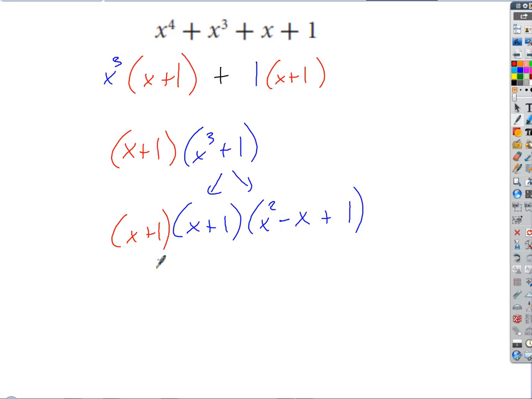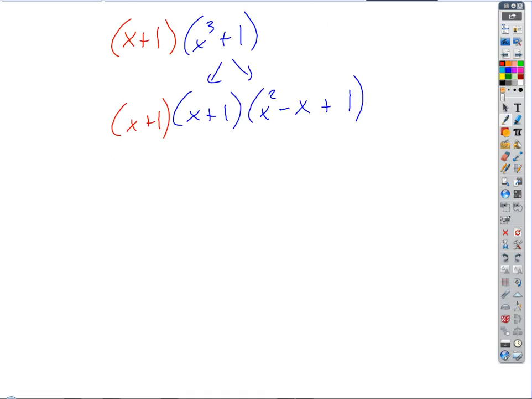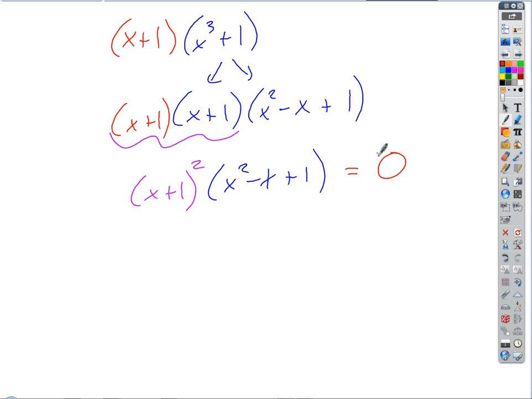Okay, so we're done, pretty much, except there's one other thing we could do. How could we write this in a way that's a little more simplified and compact? X plus 1 squared. Look, I've got an x plus 1 times an x plus 1, and so those become x plus 1 squared. And then I'm left over here with x squared minus x plus 1. If we were solving this, how many real solutions would we get?